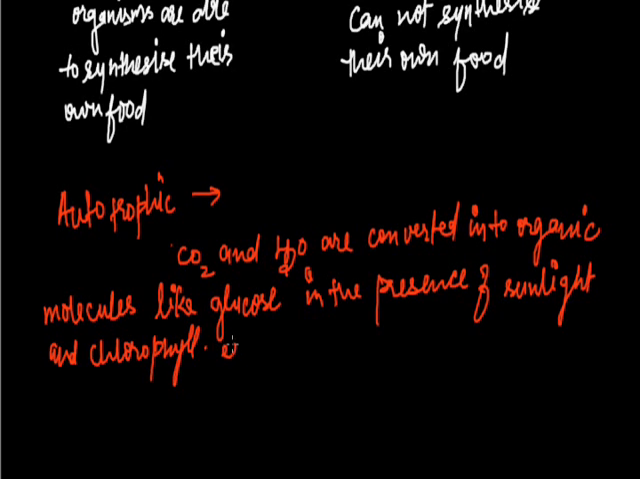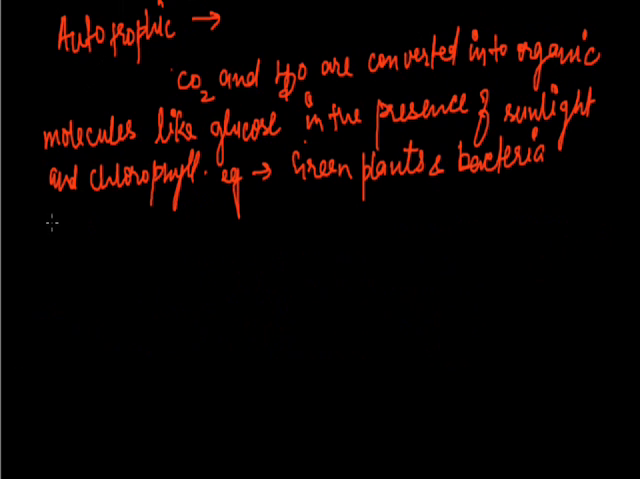Example of autotrophic mode of nutrition: it is found in green plants and bacteria. The organisms in which the autotrophic type of mode of nutrition is found are called autotrophs. Now, autotrophs are further divided into two types. First is photoautotrophs.